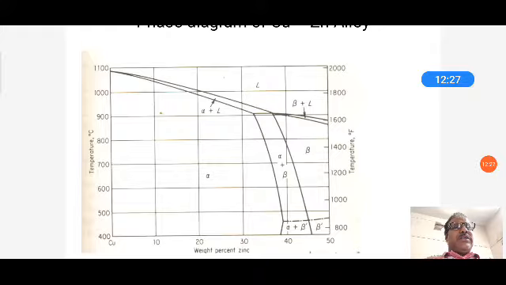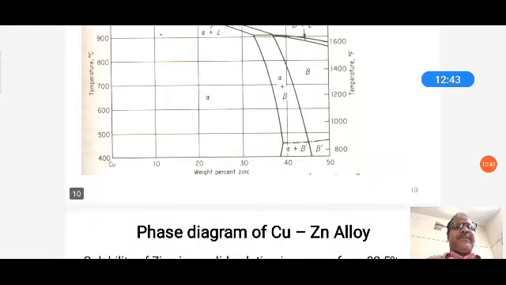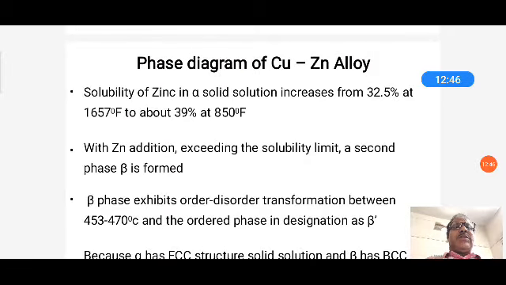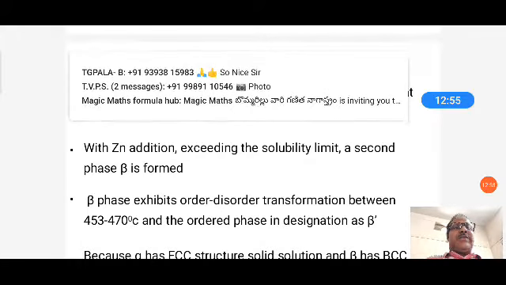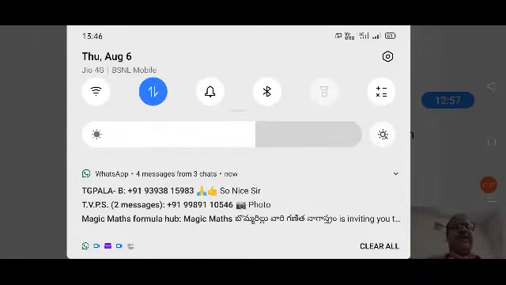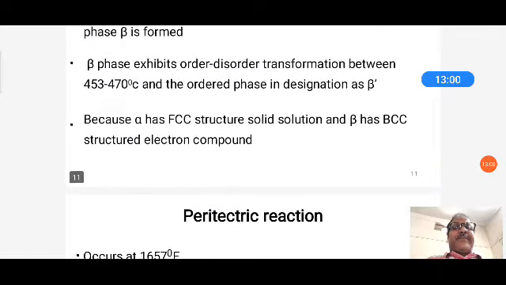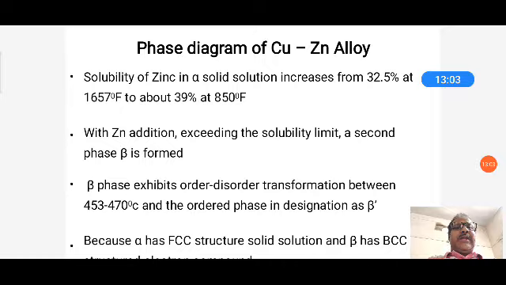Also the single phase terminal solid solution beta, below 450 degrees centigrade, changes to an ordered beta structure. These reactions are formed in the copper zinc equilibrium phase diagram. In this phase diagram, the solubility of zinc in alpha solid solution increases from 32.4% at nearly 675 degrees Fahrenheit to about 39% at 850 degrees Fahrenheit.